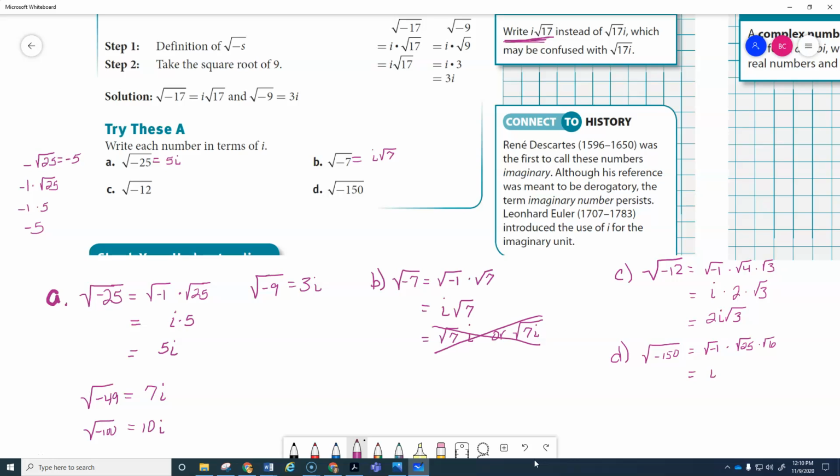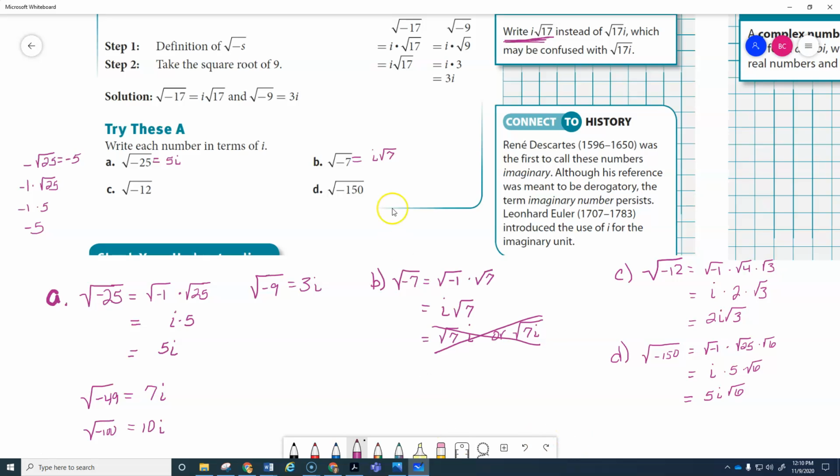And this becomes an i, this becomes a 5, and this stays the square root of 6, because the only factors of 6 are 2 and 3, and they're both prime, and neither one of them is a perfect square. So the final answer is 5i square root of 6.